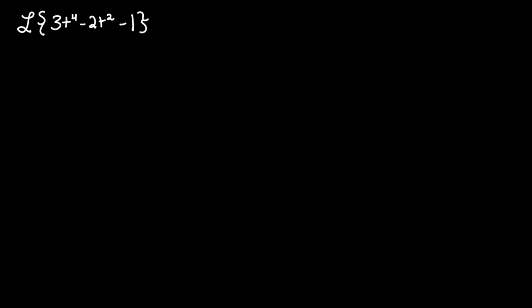Find the Laplace transform of 3t to the fourth minus 2t squared minus 1. So based on the principles of linearity, you can split this up such that each individual term of the sum can be isolated. So taking the 3 as the coefficient, you can then multiply that by the Laplace of just t to the fourth. And then from that, you can subtract 2 times the Laplace of t squared. And lastly, minus the Laplace of 1.